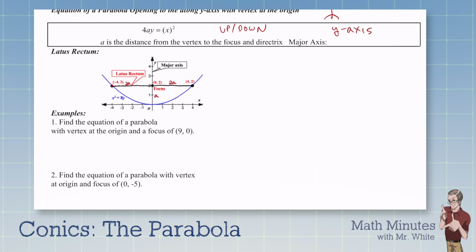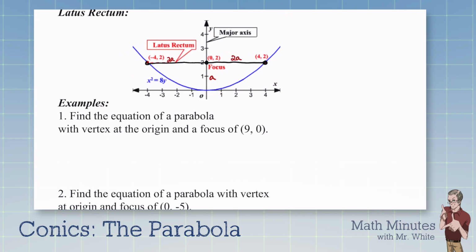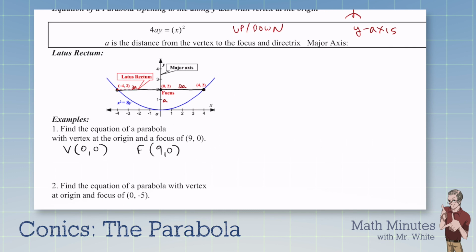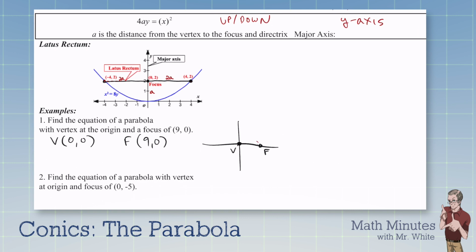Okay, so find the equation of a parabola with a vertex at the origin. So the vertex is going to be at 0, 0. And it has a focus at 9, 0. So let's just sketch that real quickly. Here's the vertex, and here's the focus. Now, first thing I'm going to ask you is which way does this open? We have enough information to figure out which way it opens. Remember, the focus is where the light bulb goes. So if this is the light bulb, then that would mean the lens would be like this. So this thing opens to the right.